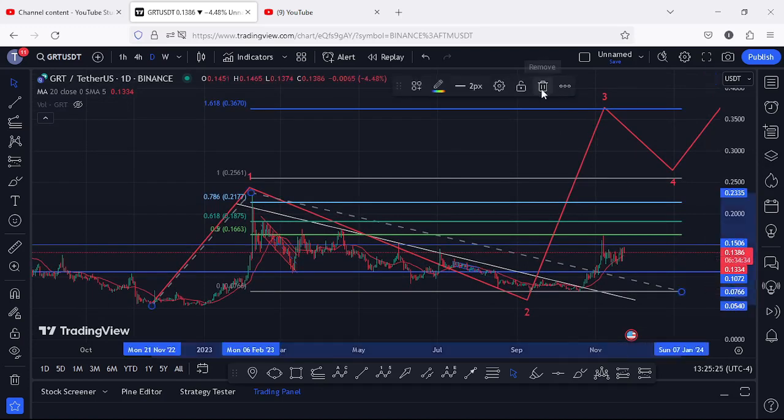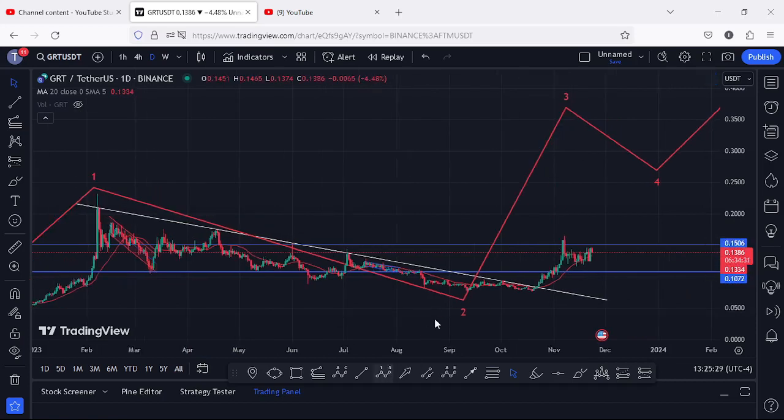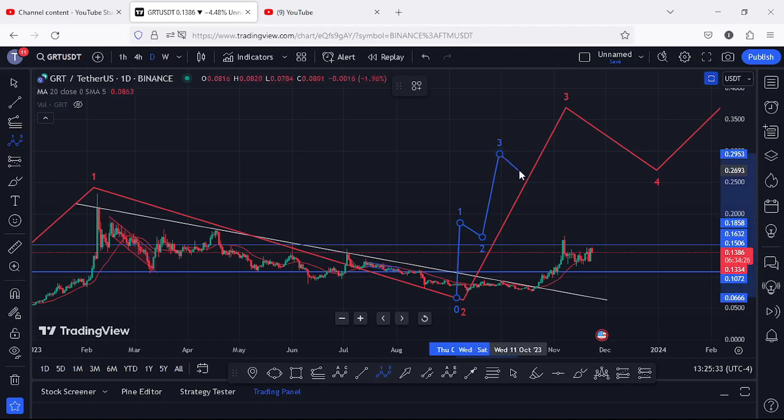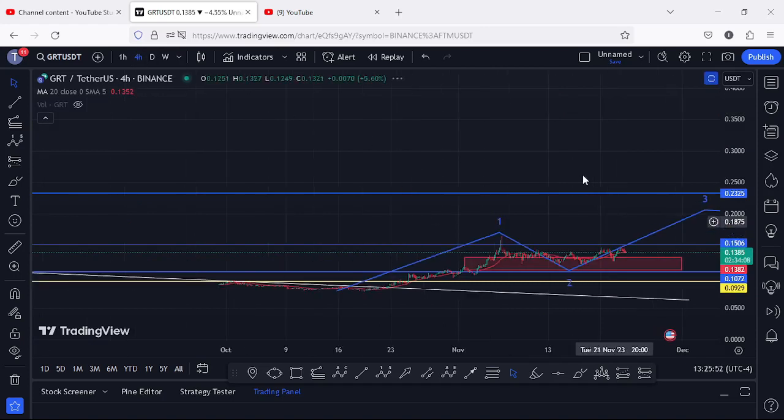Within the formation of this wave 3, which is an impulsive wave, I'm also expecting to see a 5-wave structure play out, having the wave 5 fully maximizing our minimum target areas. And this micro Elliott wave count is what is going to give me my short-term price action that I'm expecting to play out in the next coming hours.